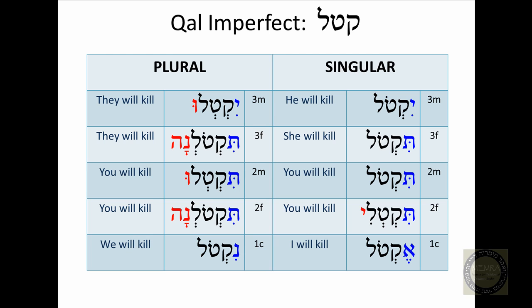Now, I reviewed this imperfect set here because, again, with the imperative especially, you're just going to lop off the prefix, but the other forms are going to be built in some way from or upon the imperfect, so you must know your imperfect by heart.